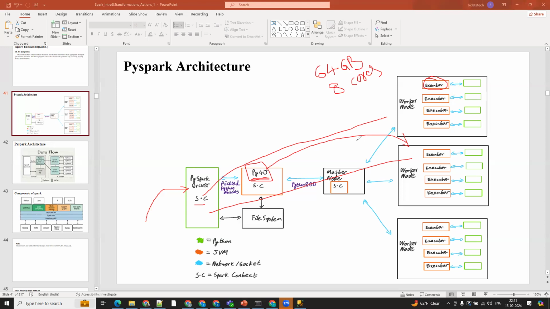What they will do is, instead of submitting your entire job directly to this one, they will try to divide this into 4 parts. If you divide this RAM memory into 4 parts, how much memory will each executor get here? 64 divided by 4, guys. 16 GB, yeah?